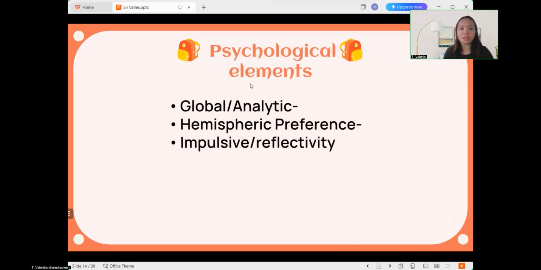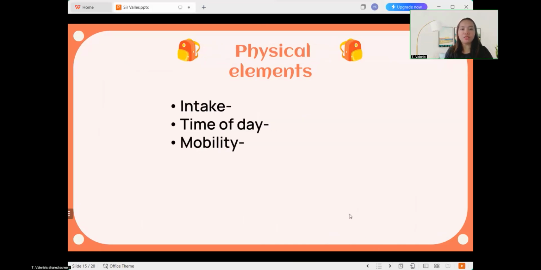Now let's have psychological elements. We have global analytic, hemispheric preference. Hemispheric depends on what part of the brain is functioning. Then impulsive or reflectivity. Now let's have the physical elements. We have the intake, as I've said. Some students prefer to eat while they are reviewing or studying, time of the day, and then mobility.